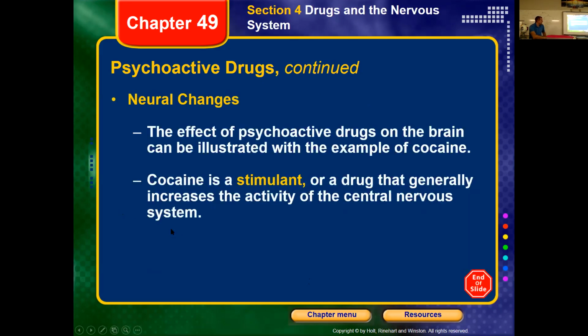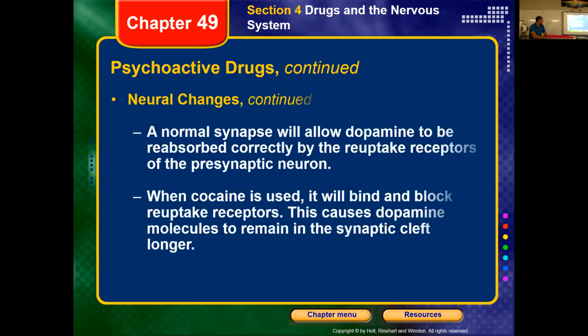Okay, so I'm going to just run through this. It's kind of similar to what you just saw as far as how cocaine works. Dopamine is another one of those neurotransmitters. I think I talked about acetylcholine before, which is the one that stimulates muscle contraction. Dopamine would be another one.